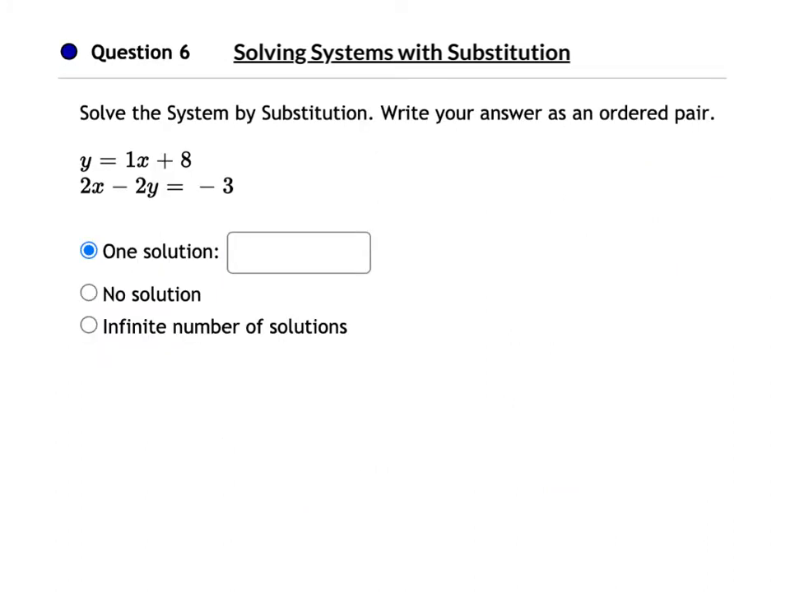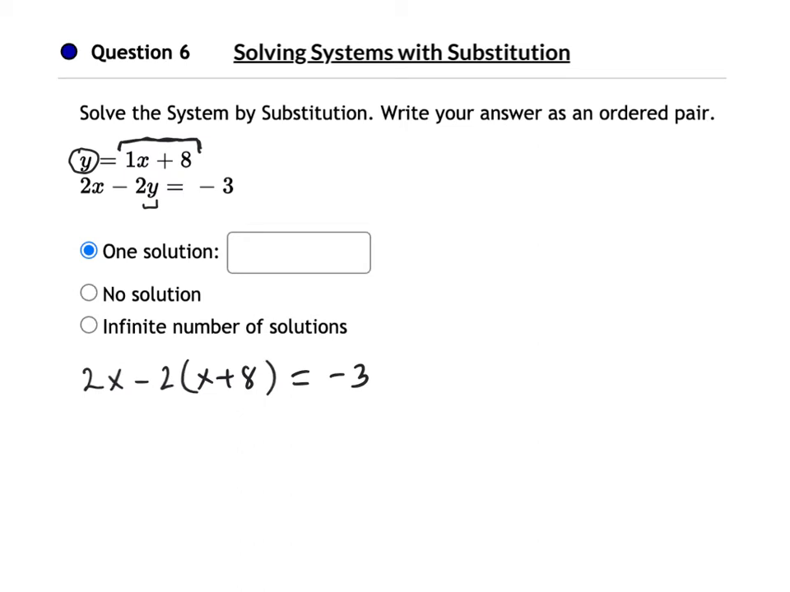Our next example is question 6. Notice again that we have a variable by itself. That's the first thing we need. Y is equal to 1x plus 8, or just x plus 8. And I'm going to replace y in the other equation with x plus 8. So we get 2x minus 2. You need parentheses because y is going to become more than one thing. X plus 8 equals negative 3. Now we're going to distribute.